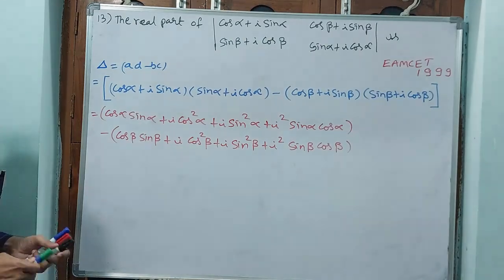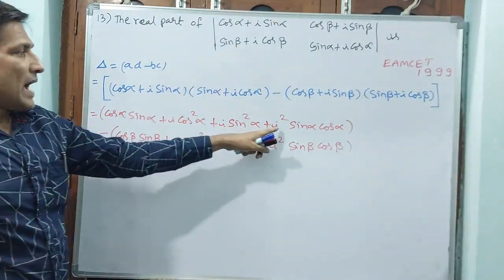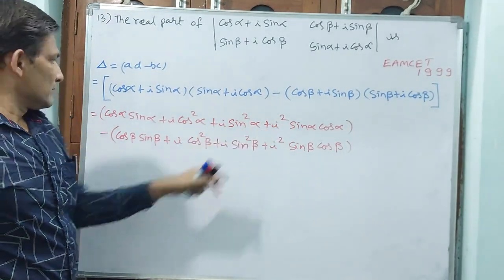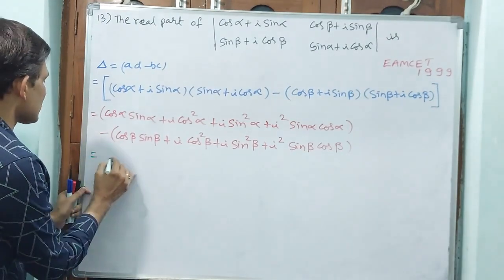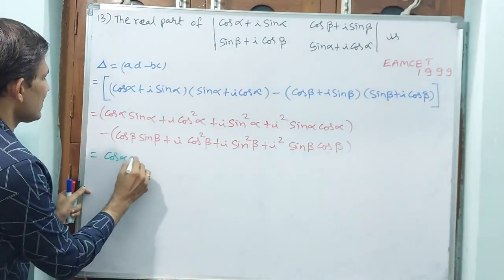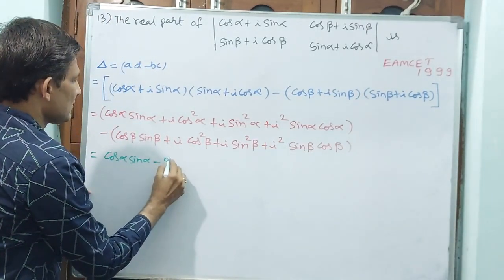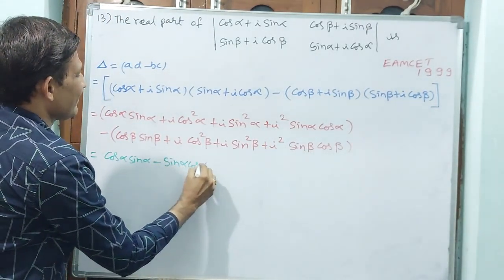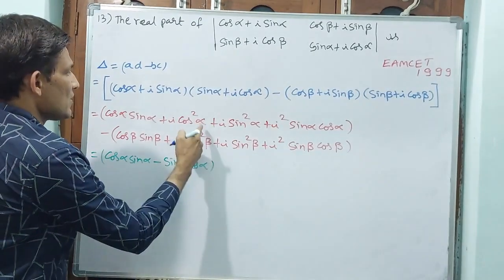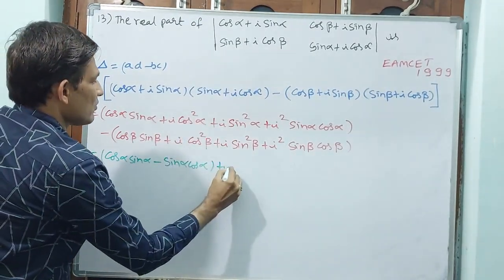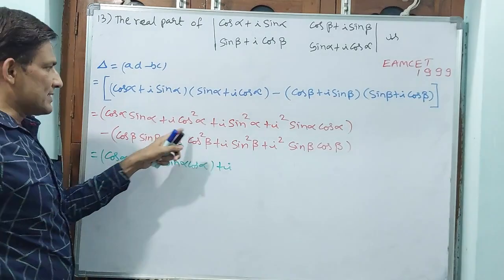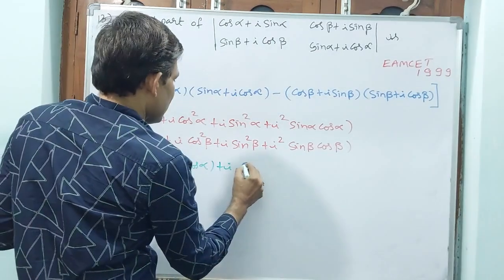You see, i square value is minus 1. Okay. That we know. Cos alpha sin alpha minus sin alpha cos alpha. Sin alpha cos alpha. Put parenthesis. Plus i, I am taking common, plus i, sin square alpha plus cos square alpha.